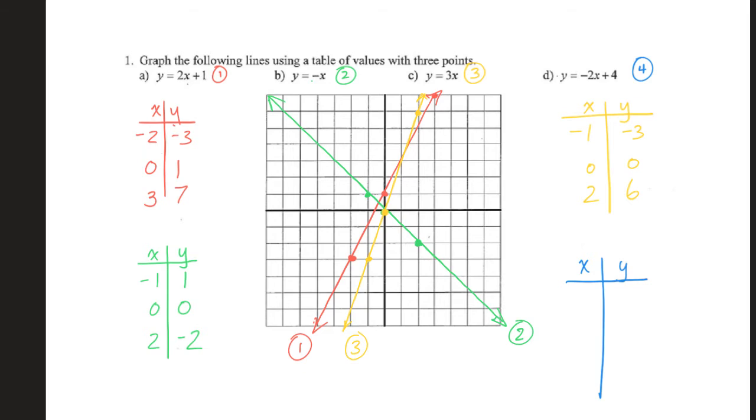And our last one, our blue relation. So if I like those numbers, then if I replace my x with -1, I have -2 times -1, which is a +2. That's going to get me to 6. Sub in a 0 is nice. If I sub in 2, then -2 times 2 is -4 plus 4 gives me 0. Plot my points at -1, 6. At 0, 4, and at 2, 0. And now I connect those.